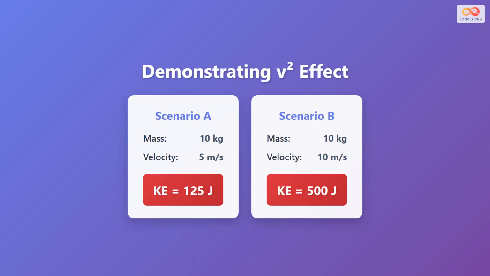Now let's demonstrate the dramatic effect of velocity. In scenario A, we have a 10 kilogram object moving at 5 meters per second. Its kinetic energy is 125 joules. In scenario B, we have the same 10 kilogram object, but now it's moving at 10 meters per second. That's double the velocity. The kinetic energy is now 500 joules. Notice that by doubling the velocity, the kinetic energy quadrupled. This demonstrates the v-squared relationship perfectly and shows why velocity is such a critical factor.